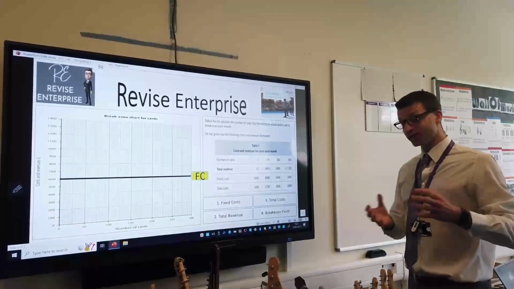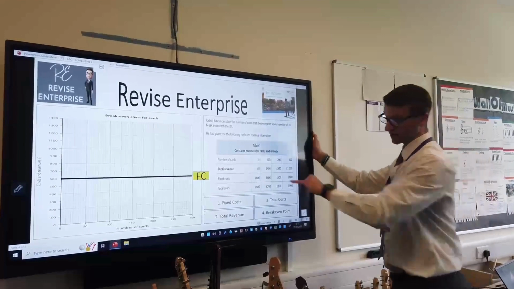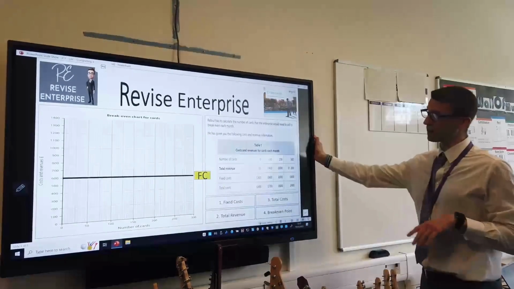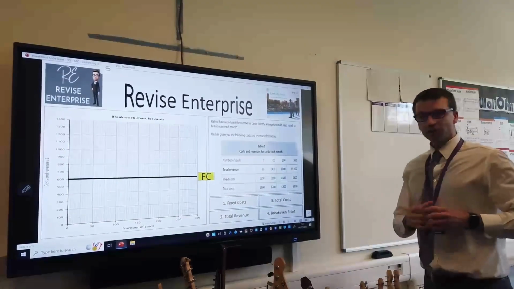And that way the examiner can give you full marks. They can give you the first mark because you've drawn the line and you've also labelled it as well. The next thing we're going to tackle is the total revenue.